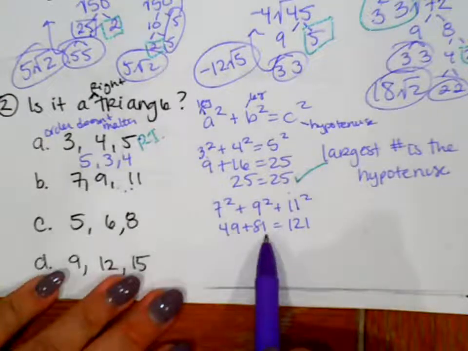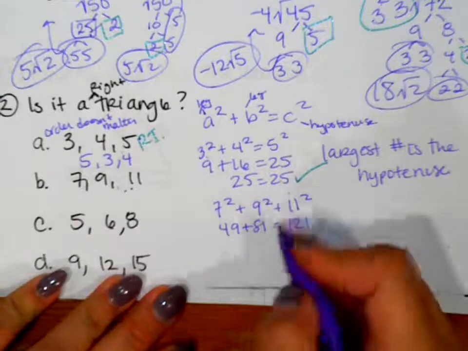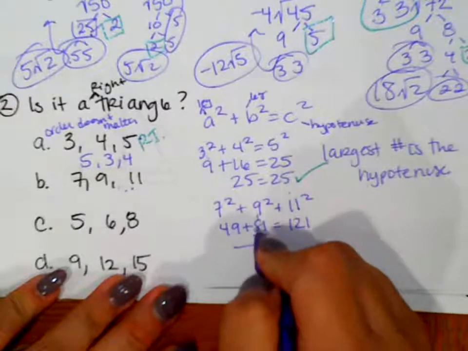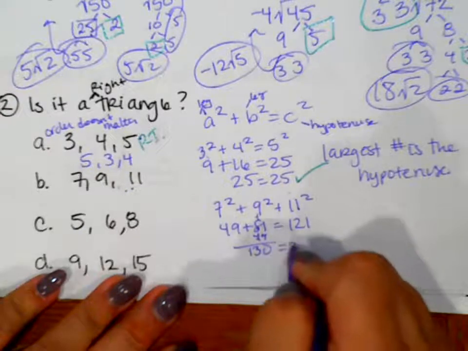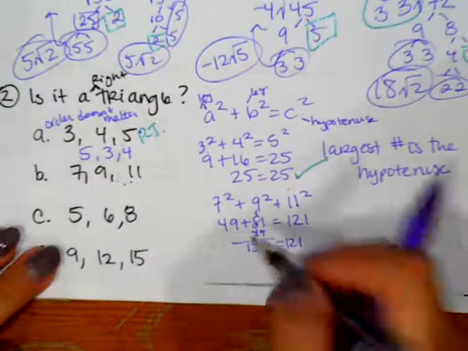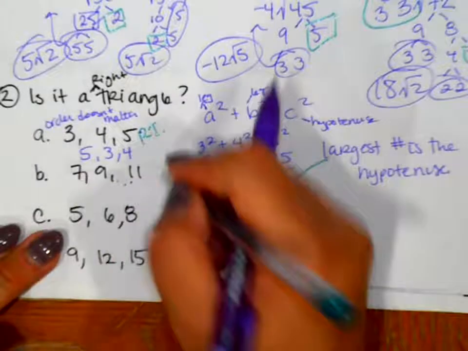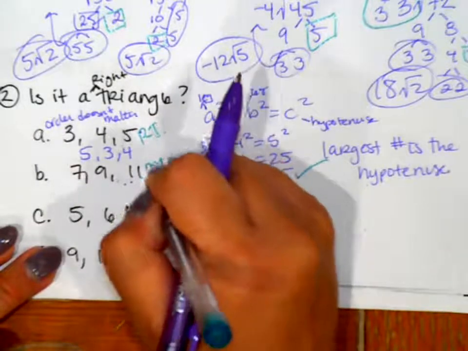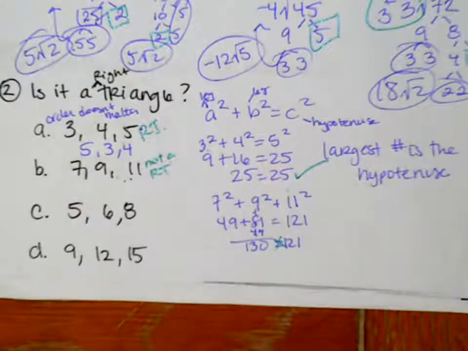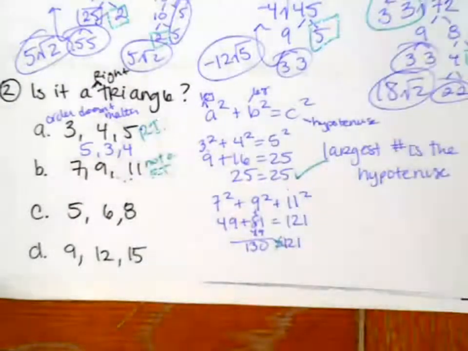Okay, so let's add these up. I've got 49 here. 10, carry 1, that's 12. 130 equals 121. No, it does not. That doesn't work. So this guy right here, not a right triangle. Not going to be a right triangle. Let me put out another sheet of paper so I can show you guys these last two.